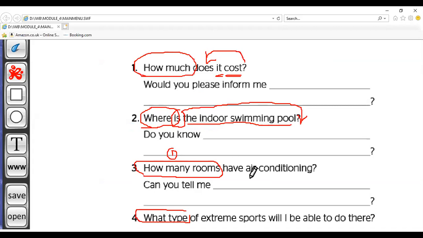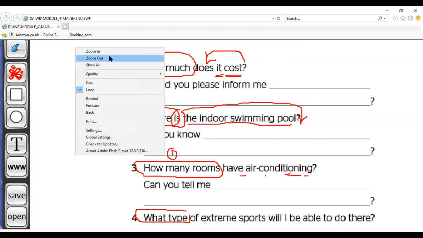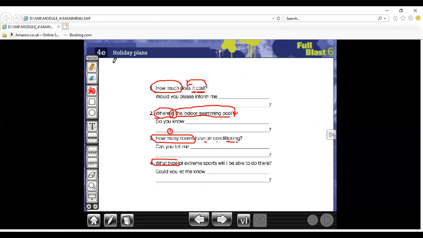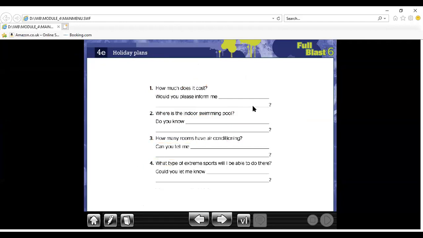Have air conditioning. Right? Wonderful. Now, please try to write your answer. Try to write your answer. This is the first one. And try to do number 2, 3 yourself now.